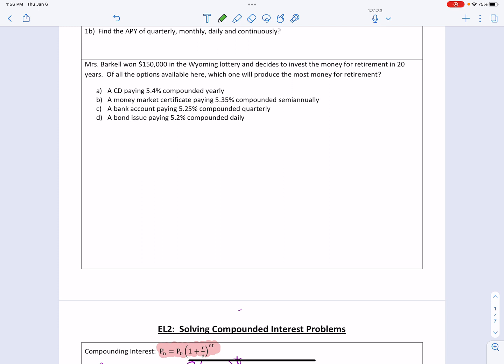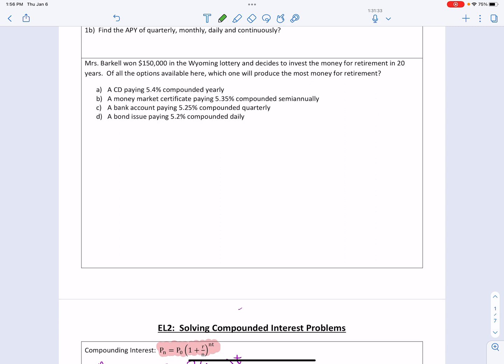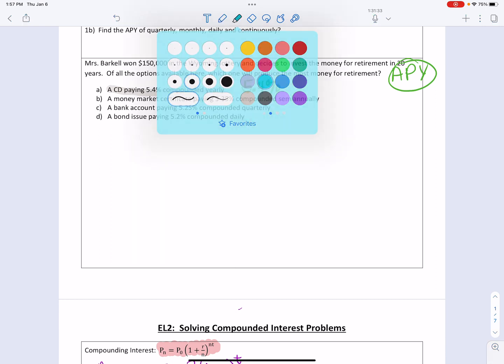Example 2 is a little bit different because now it says you're taking $150 and you're going to do this for the next 20 years, but this is annual. So we're just looking for 1 year because that'll answer the questions. Of all the options, which one would produce the most money? So it's going to ask you to find the APY of each of them. Well, this first one is already in yearly, so that means that the percentage is just my answer. I'm done. Okay? So let's take a look at this next one.